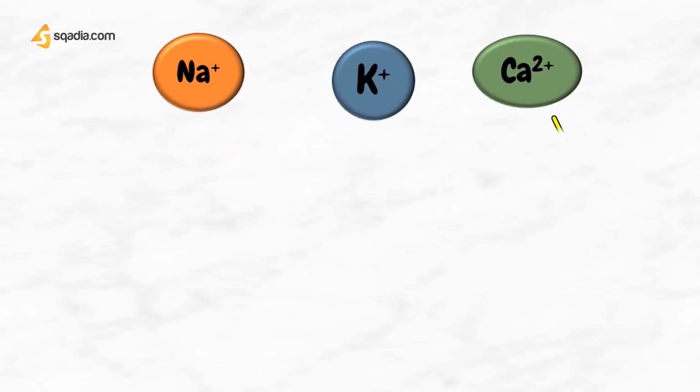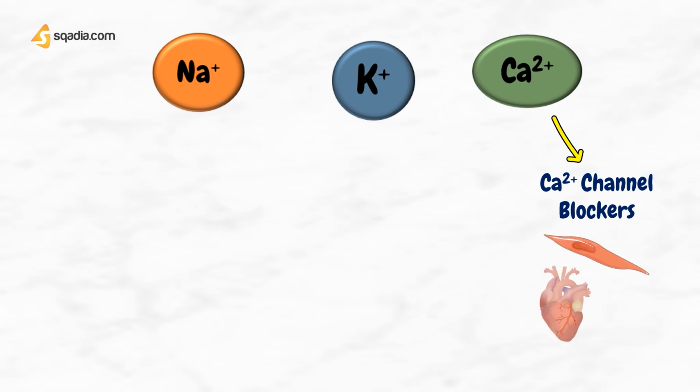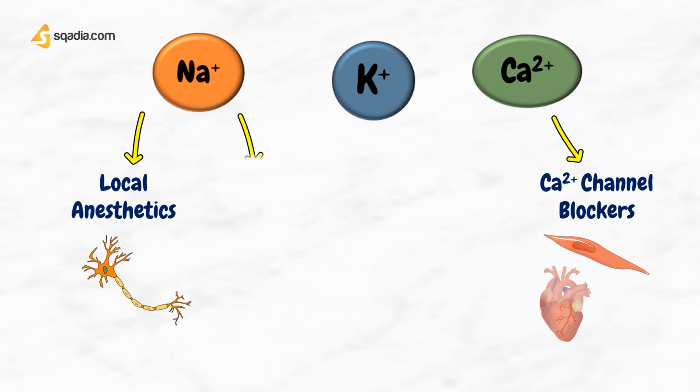Important examples of drugs that act on voltage-gated channels are calcium channel blockers, which block L-type calcium channels in vascular smooth muscle and the heart, and local anesthetics, which block sodium channels in nerves. Some anticonvulsants and some antiarrhythmic drugs also block sodium channels.